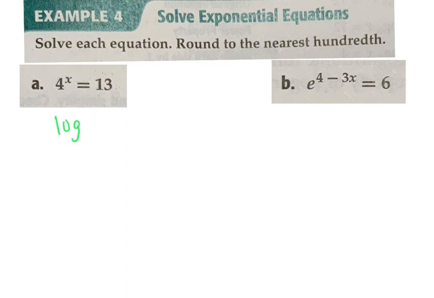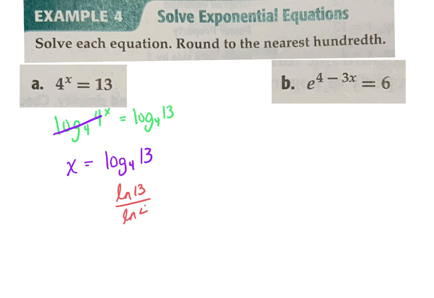So if I do log base 4 of 4 to the x equals log base 4 of 13, okay? My log base 4 and my exponential base 4 cancel each other out, okay? And I have, well, x is going to equal log base 4 of 13. You could do change of base here, right? You can just say log or natural log of 13 divided by log of 4 in your calculators, and you will get the answer. The answer will be 1.85.